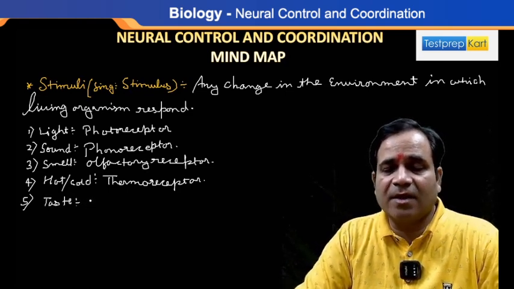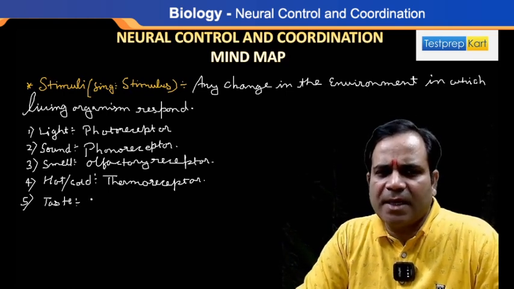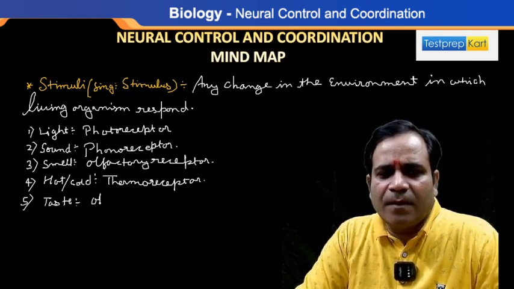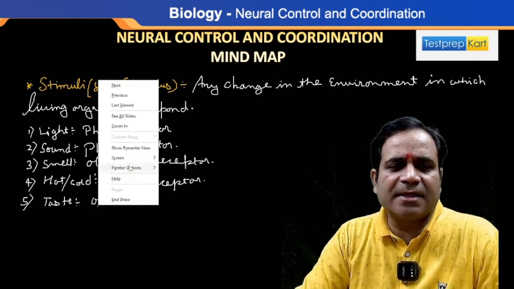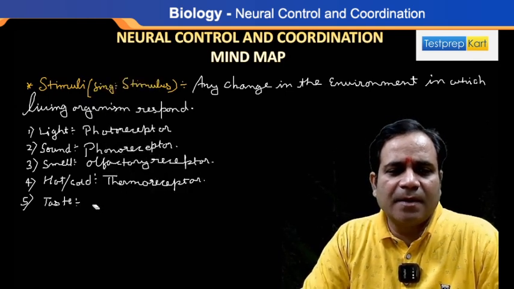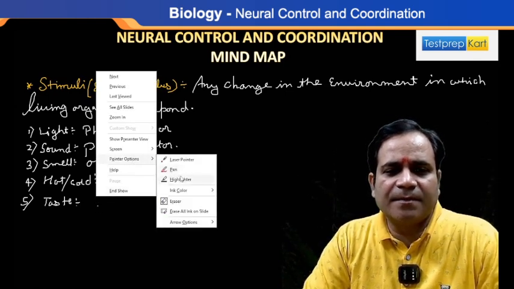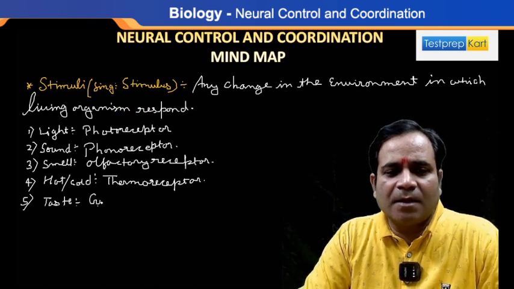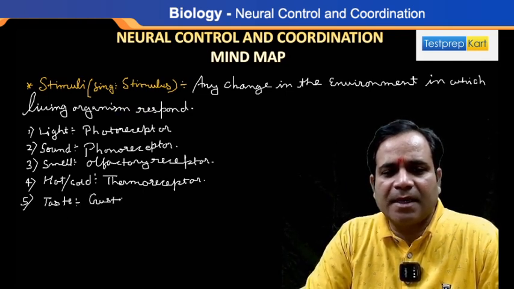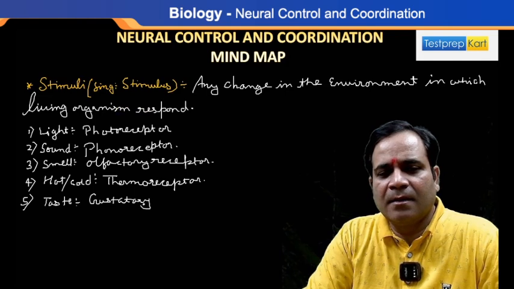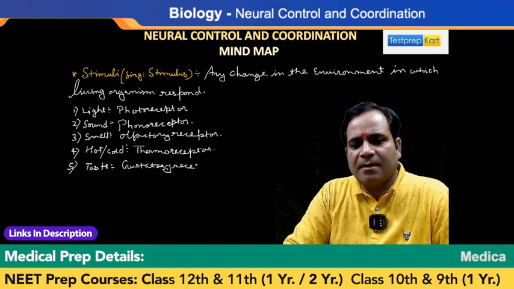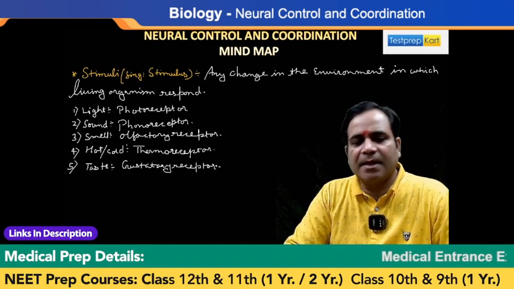Now, if we respond to taste, when we see the taste or check the taste, then we also respond there. Then it is known as what? That is gustatory receptor. Wait a moment. That receptor is known as what? Gustatory receptor. Is the thing clear?